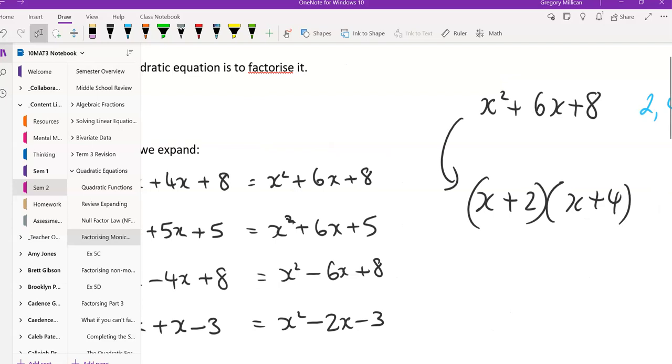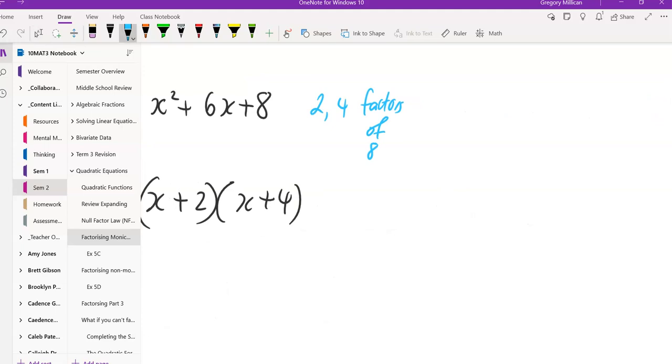What else do you observe? What else is there? You could, and I'll tell you why you don't in a minute, but let me write that up there, because the factors of 8 are 2 and 4 and 1 and 8. You are 100% correct. We're going to come back to why you don't choose the others in a second.